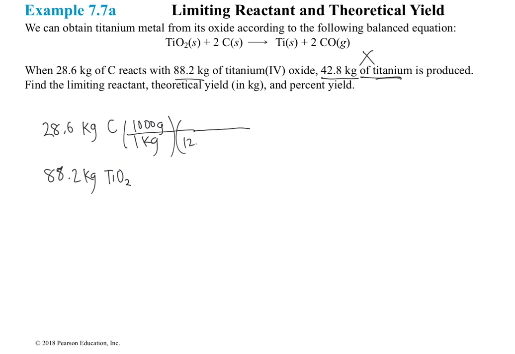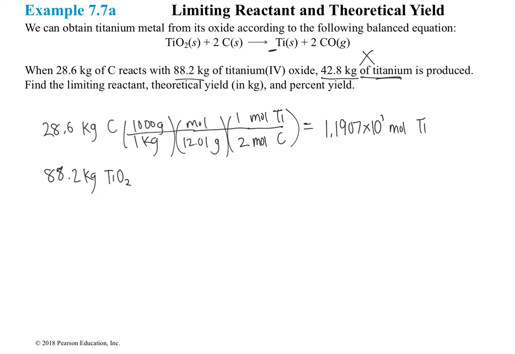I have 12.01 grams per mole of carbon. Then I can use stoichiometry, moles of carbon to moles of titanium. So I have 1 mole of titanium for 2 moles of carbon. I'm going to stop here, and this gives me 1.1907 times 10 to the third moles of titanium.